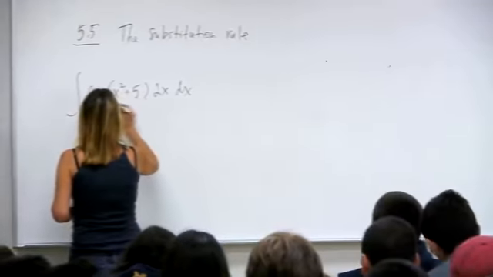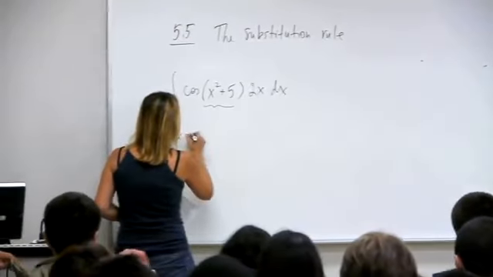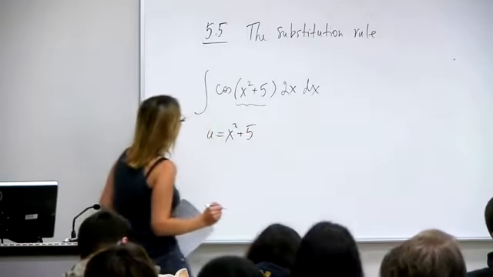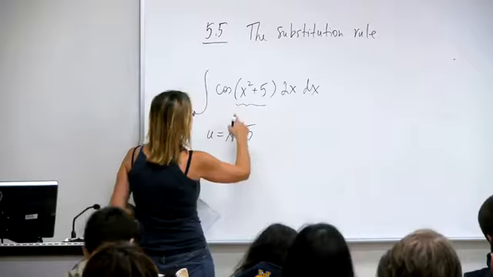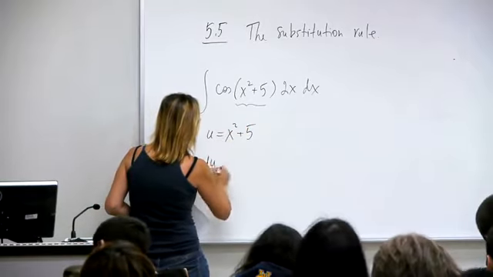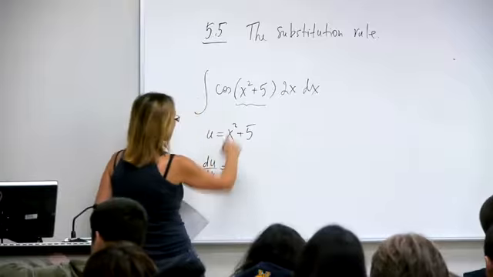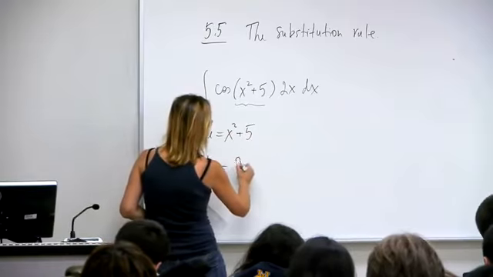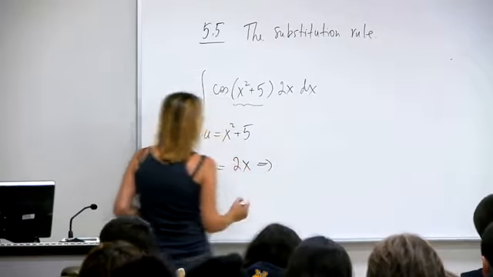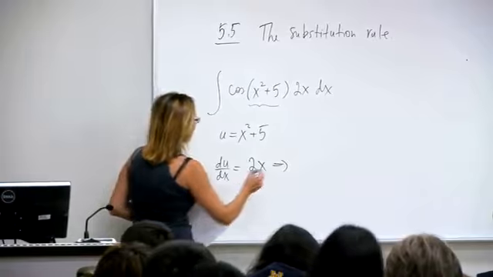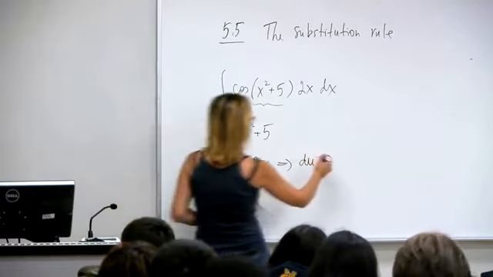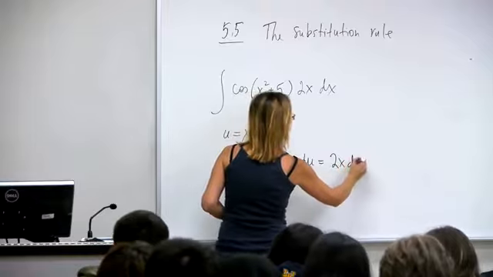Let us take the argument of the cosine and call it u. Then let us evaluate du dx. We have to differentiate it to get 2x. And I also want to write down du as a differential. I solve for du, this simple equation.